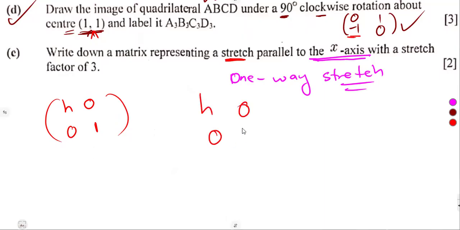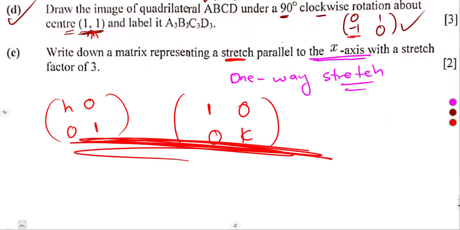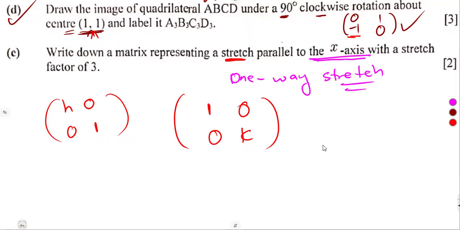From the same hook that we had, we can have one part affected, which is of the x, this one as 1, 0. Guys, as long as we are talking about a stretch, these are the two formats of the matrices that we are going to have. As long as it is a one-way stretch, we are not going to have any other matrix, any other presentation here. Know your matrices, guys. Know your matrices for transformation.